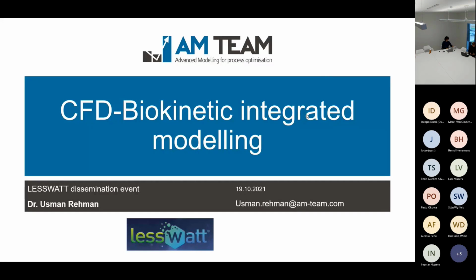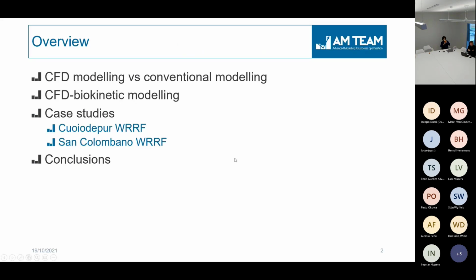I will be talking more about CFD modeling and its biokinetic integration. It has already been introduced in a couple of presentations, so I will not go into detail, but I will try to give you a bit of an overview of what we have done in the context of the LessWatt project, and then what this biokinetic modeling is capable of, and then a couple of case studies we have done in the project, and we'll try to find some conclusions.